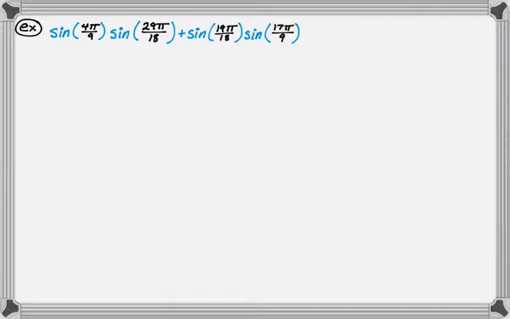So let's start with this problem. The first thing I'm going to do is write down two coordinate planes that are divided up into pi over 9s and then pi over 18s. For pi over 9s, we have 0 pi over 9 would be 0, 4.5 pi over 9 would be pi over 2, 9 pi over 9 would be pi, and then 13.5 pi over 9 would be 3 pi over 2. And then 18 pi over 9 would be 2 pi.